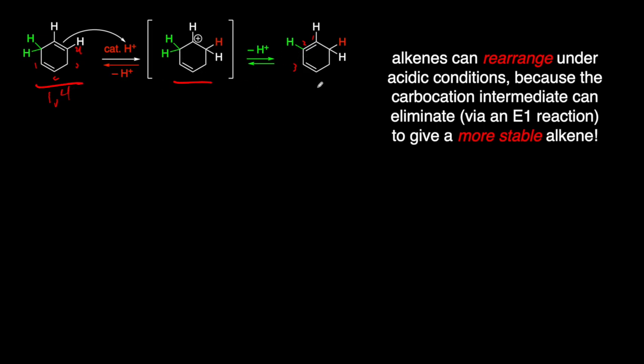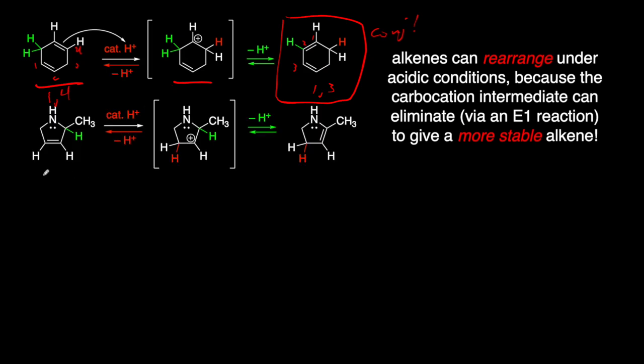Which of these 2 alkenes, 1,4 or 1,3, is more stable? Well, this one is more stable because it is conjugated, right? Those double bonds are in conjugation with each other, which makes them more stable. They can share electrons across 4 atoms.